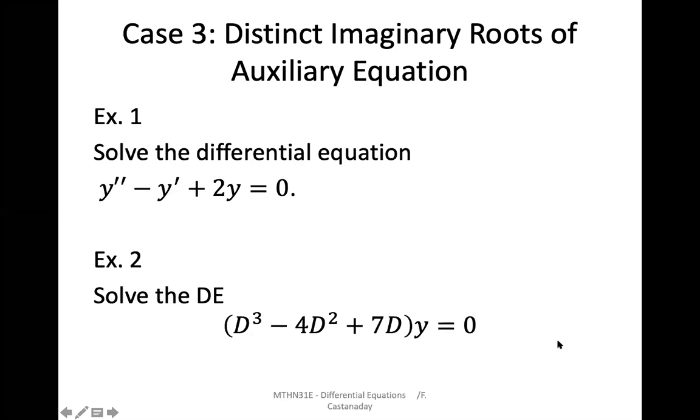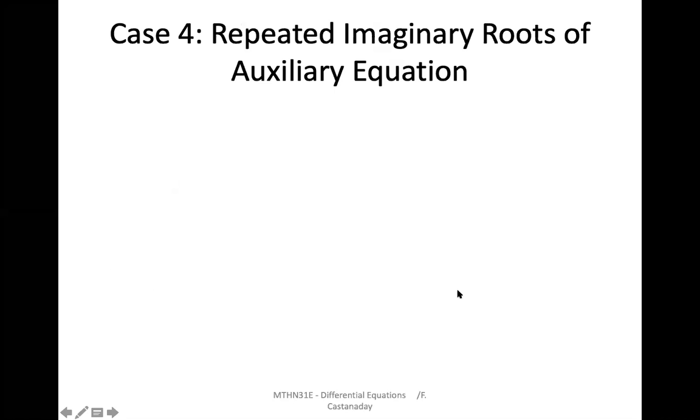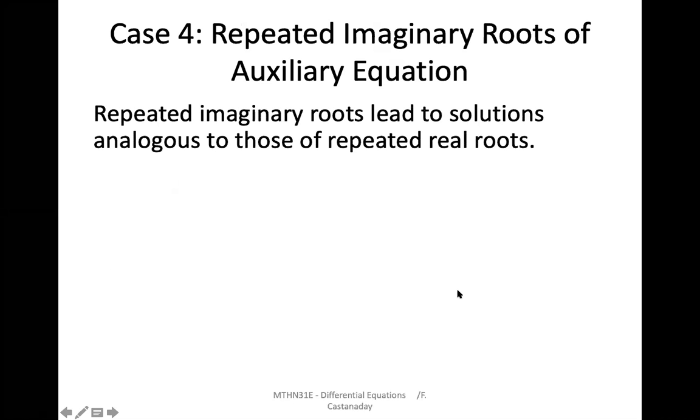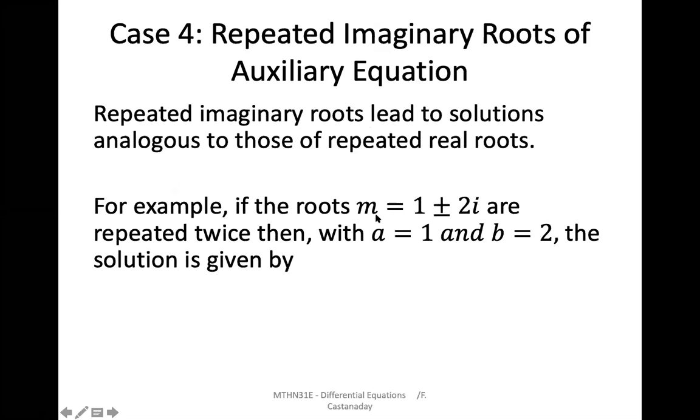Now let's continue with case number 4. Case number 4 is, of course, if you have repeating imaginary roots of the auxiliary equation. So it's analogous to those repeated real roots, so it will contain x in your solution. For example, if the roots m equal 1 plus or minus 2i, take note that this actually contains 2 roots already: 1 plus 2i and its conjugate 1 minus 2i. So it means that it has 2 arbitrary constants, right?